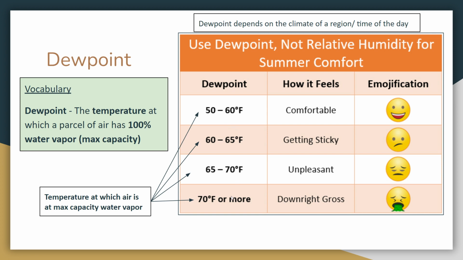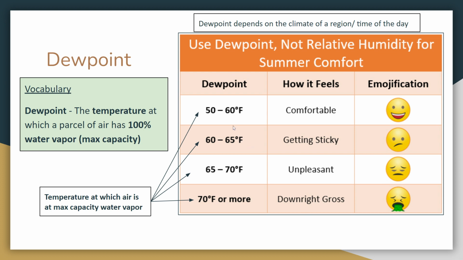Say we're in a whole different location because of the climate and other factors. That location has a dew point of 70 degrees Fahrenheit. This means at 70 degrees Fahrenheit or more, the air will reach max capacity of water vapor. So that's when it feels downright gross, because at 70 degrees, it's pretty warm, right? Imagine it being 70 degrees out and the air is filled with water vapor, max capacity. Your sweat would not even evaporate because the air can't hold any more water vapor. It would feel really gross.